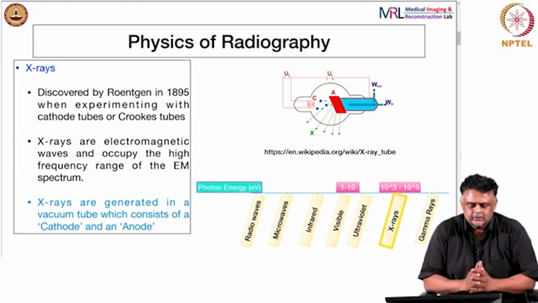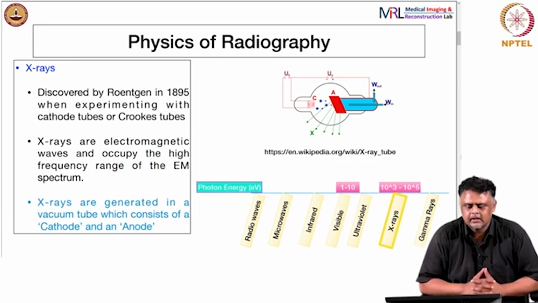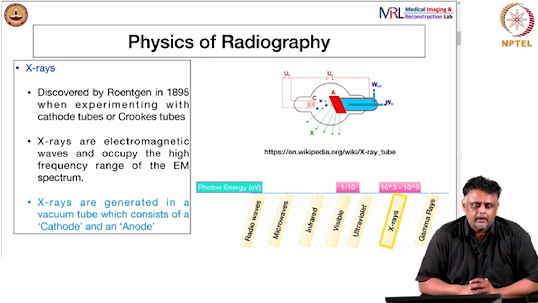X-ray is among the oldest imaging modalities. X-rays in general were discovered in 1895 by Röntgen by experimenting with cathode ray tubes or Crookes tubes, and X-rays are basically nothing but electromagnetic radiation. They are electromagnetic radiation, but with slightly higher energy. So they occupy the high frequency range of the electromagnetic spectrum.